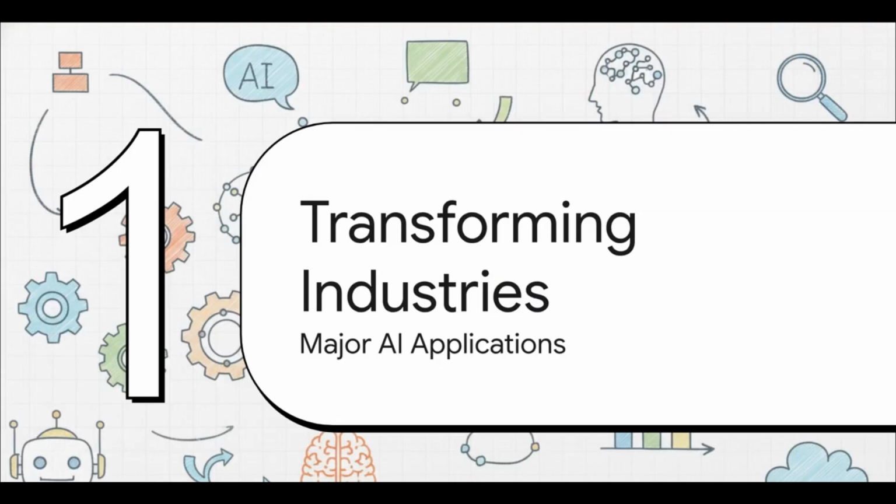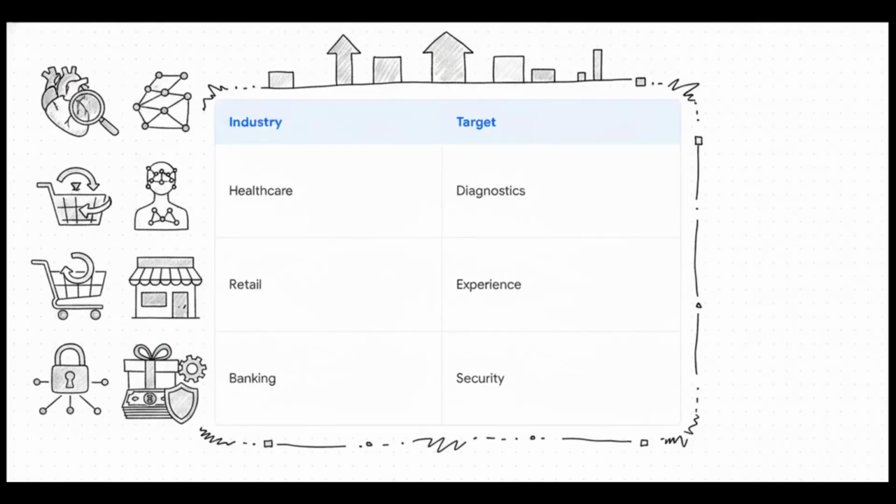Which brings us to Section 3, Transforming Major Industries. Just look at the massive scale of these applications across 3 major sectors. In healthcare, AI is rapidly shifting from a cool novelty to an absolute necessity. It's heavily targeted at hyper-accurate patient diagnostics and completely personalized care plans. Over in retail, it's not just about automated checkout lines anymore.